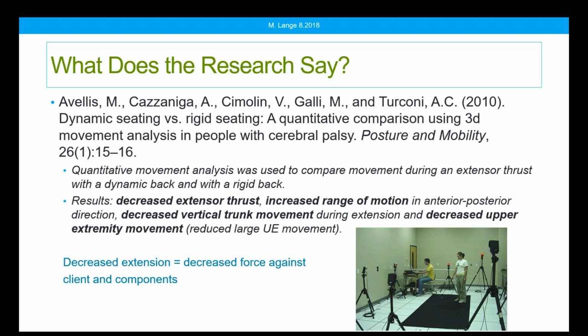So bottom line for our goal here today is that decreased extension as a result of dynamic seating meant decreased force against the client, hopefully reducing risk of injury, and the components reducing risk of damage.